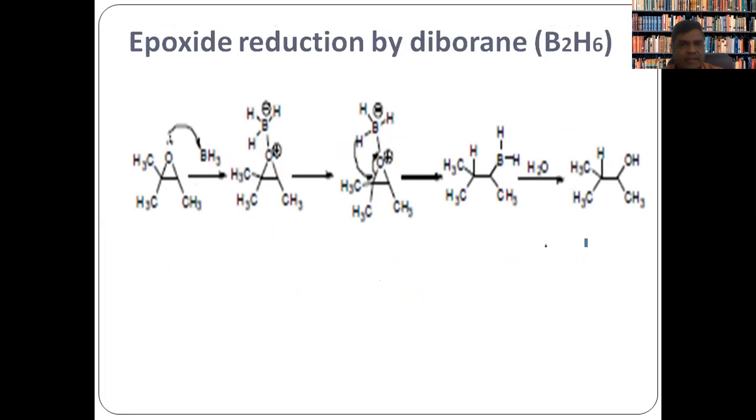Okay, that is interesting. Epoxide reduction by diborane. How the epoxide ring cleavage takes place, let us see. In the first step, oxygen donates lone pair to the boron as usual. The borate complex is formed. After that, the ring opening takes place because oxygen has a deficiency now, because oxygen donates lone pair to the boron. So this bond is opened here. Oxygen gains its lone pair.